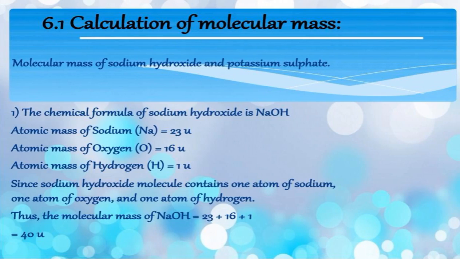Calculation of molecular mass. Molecular mass of sodium hydroxide and potassium sulfate. Here the chemical formula of sodium hydroxide is NaOH. Atomic mass of sodium is equal to 23 mu, atomic mass of oxygen is 16 mu, and the atomic mass of hydrogen is equal to 1 mu. Since a sodium hydroxide molecule contains one atom of sodium, one atom of oxygen and one atom of hydrogen, the molecular mass of NaOH is equal to 23 plus 16 plus 1, which is equal to 40 mu.